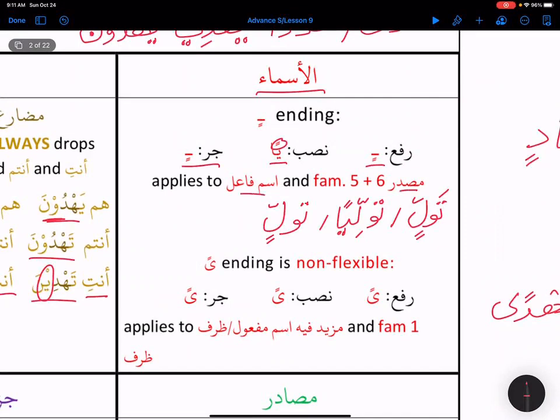And ism fa'il, and that is family 5 and 6. The example is tawalla, yatawalla, and its masdar would be tawallin. So it is taking kasra, and that is a rafa version. Nasab version is tawalliyan, and jar version is tawallin.